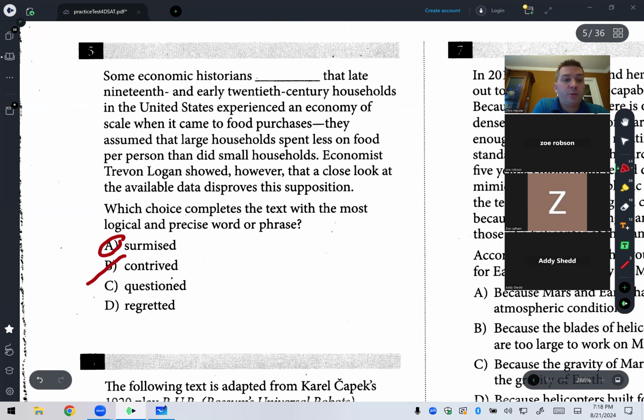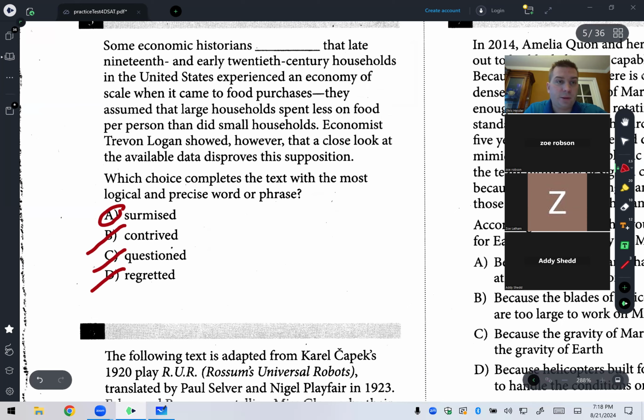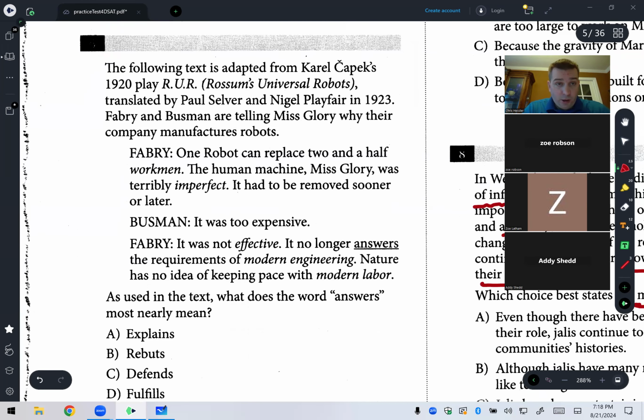So you can always read the words back in the sentence. Regretted would make no sense. All right, on to the next question. Okay, so you may see an excerpt from a play on Saturday if you're taking the digital SAT.